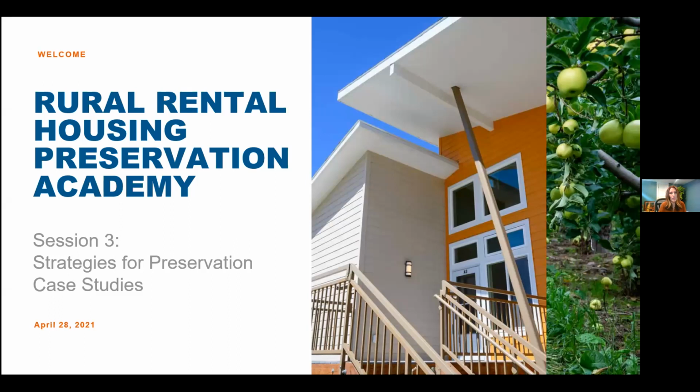Really looking forward to sharing with you some case studies from both Oregon and Washington as we talk through making these preservation deals work.